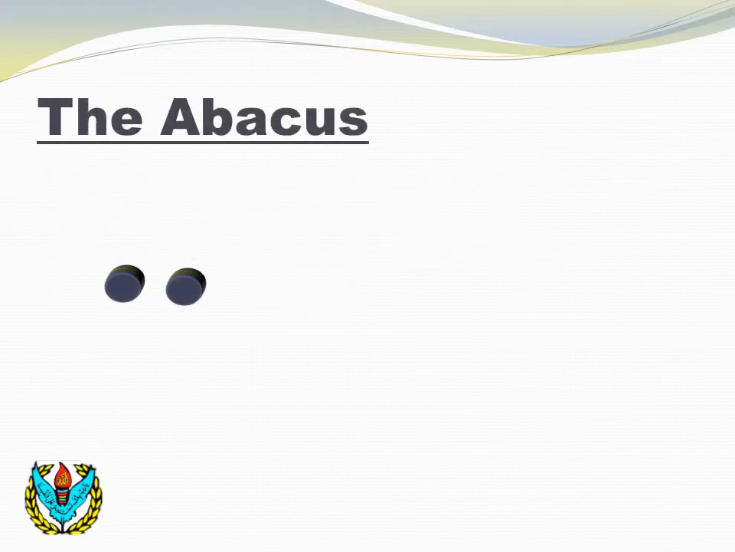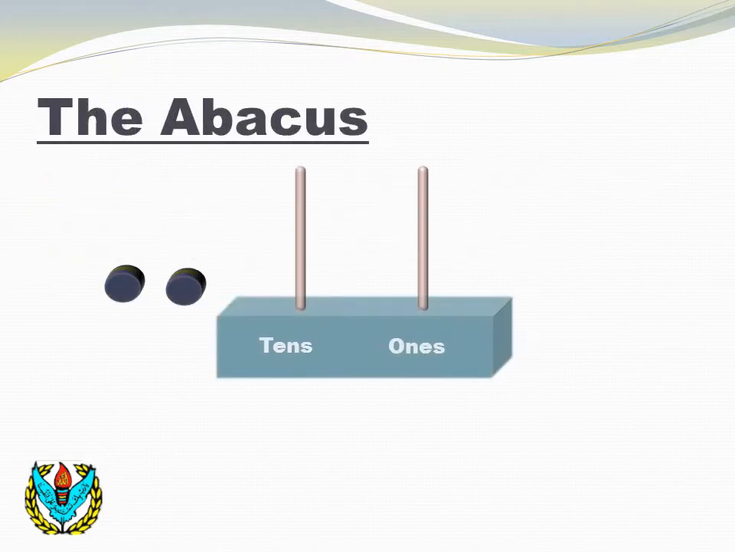Let us first learn about abacus. This is an abacus. The abacus has two rods. One rod is for tens and the other is for ones. Each bead in the tens rod represents 1 ten and each bead in the ones rod represents 1.